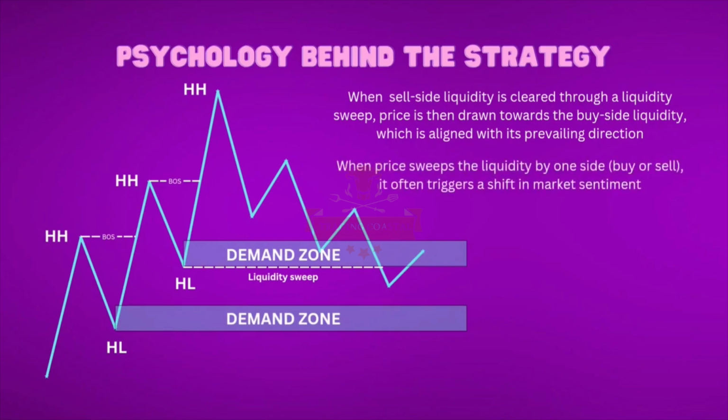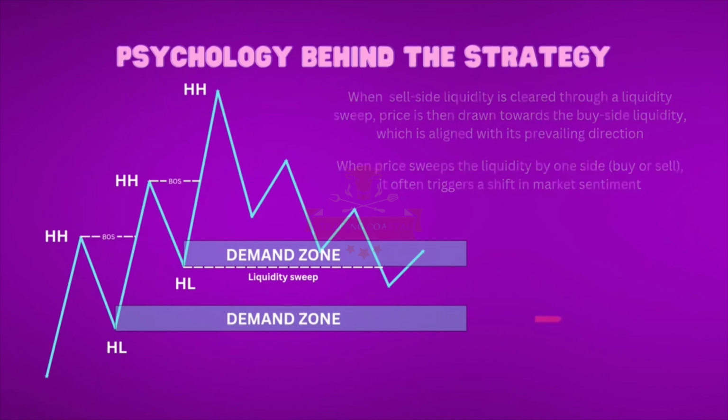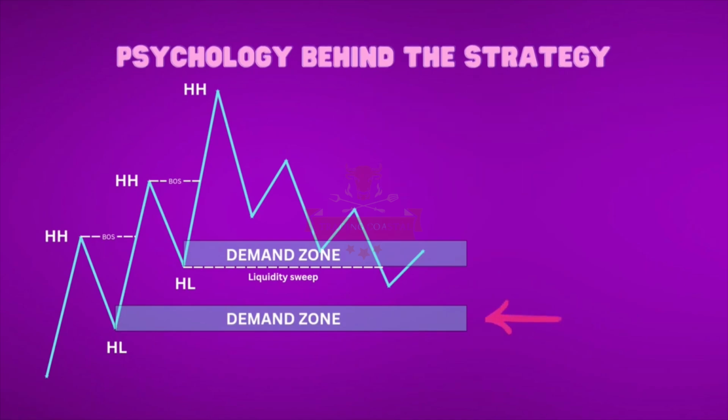When price sweeps liquidity on one side, buy or sell, it often triggers a shift in market sentiment. Now shifting our attention to a lower section of the screen, we come across an order block located at the extreme. Now, the question arises: will the price head towards the extreme demand zone or will it reverse? After creating a confirmed bullish liquidity pattern, and notably in this scenario, you don't have to wait for the price to reach the extreme order block before entering.